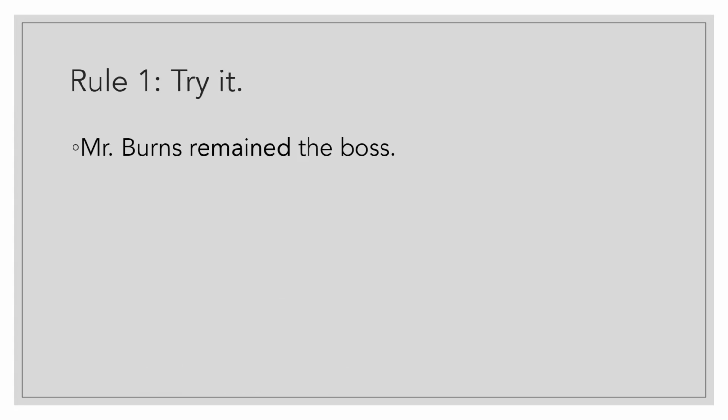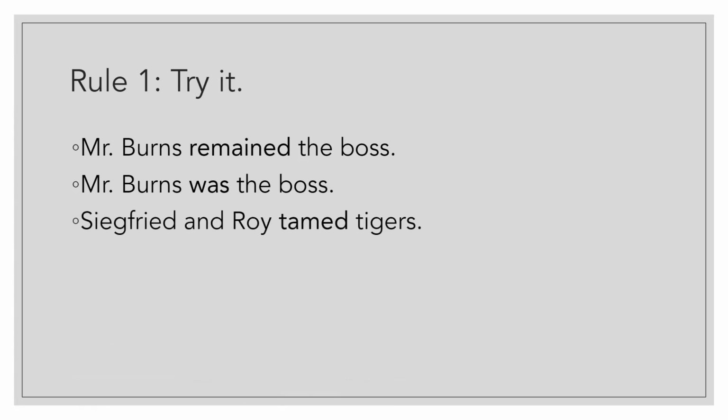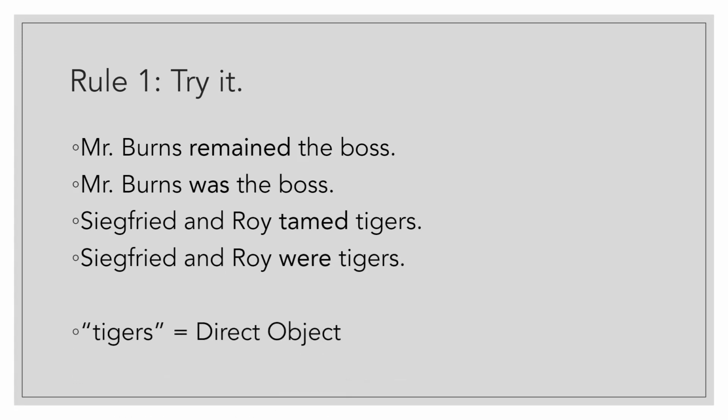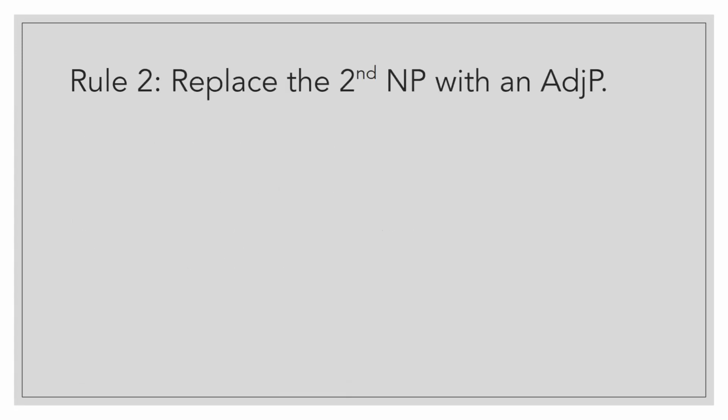Okay, we have some examples here. Replace the verb, right, with the be verb. Remained, past tense, becomes was. Siegfried and Roy tamed, okay, it becomes were, okay. So what do we got here? Well, tigers, obviously, Siegfried and Roy are not tigers, right? So that's our direct object. But Mr. Burns is the boss. That's our subject complement. Okay.